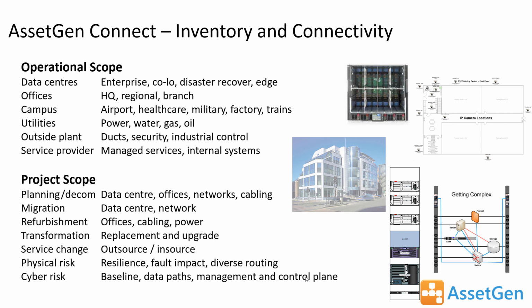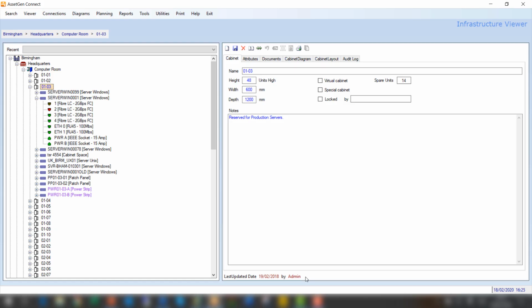So let's move to AssetGen. We'll start looking at the client interface. So this is the AssetGen system. We arrange the database in a structure with a hierarchy, as you can see there. The top level can be customer, it could be country, it's up to you really, and then we break it down into the various components, buildings, rooms, cabinets, equipments, all the way down to individual ports and connections.